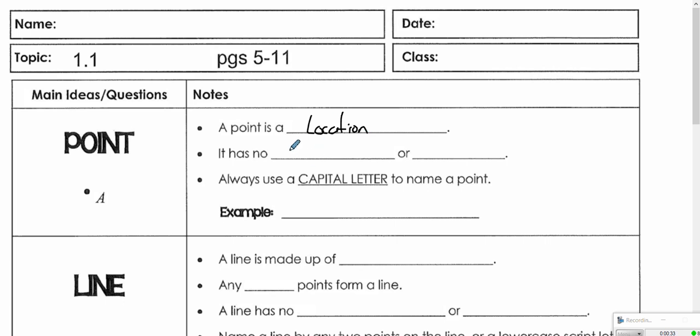It has no size or shape. An example of how we name this is point A. You always use a capital letter to reference a point.